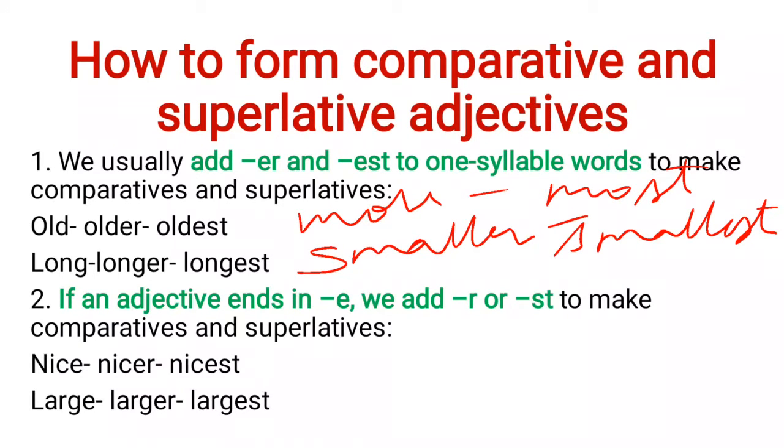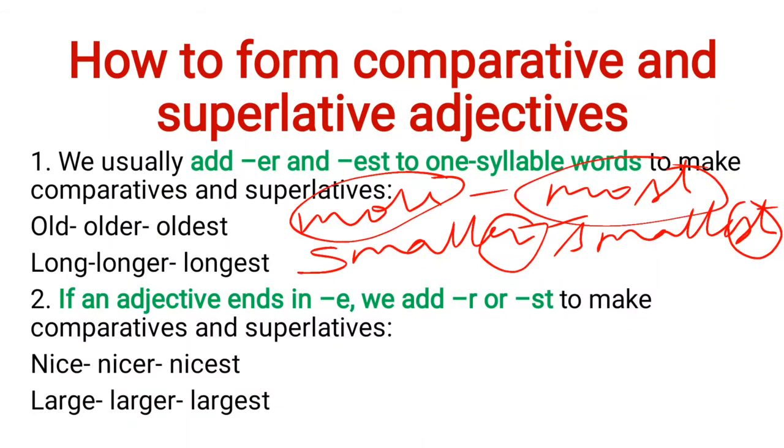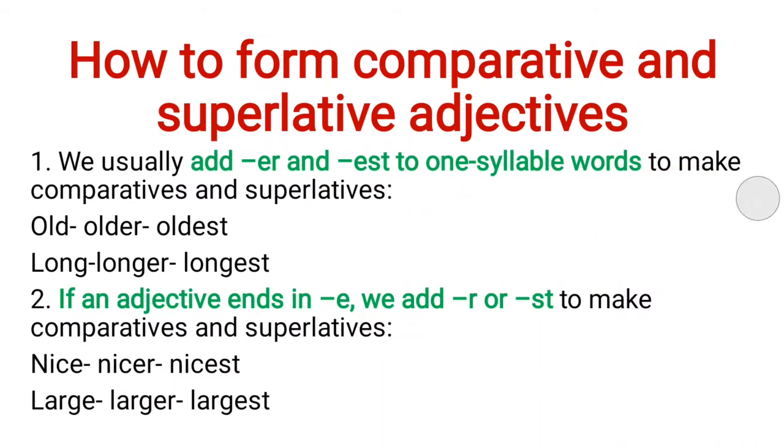So, what are the rules to use er, est, more or most? Let's understand them one by one. According to the first rule, we usually add er or est to one-syllable words to make their comparatives and superlatives. Now, what do we mean by one-syllable words?